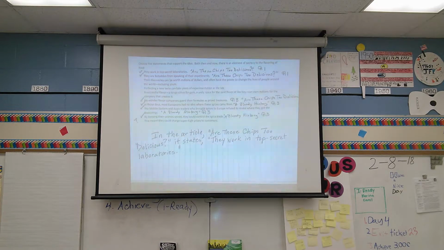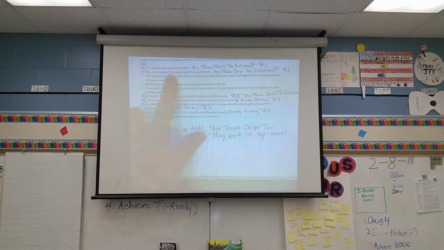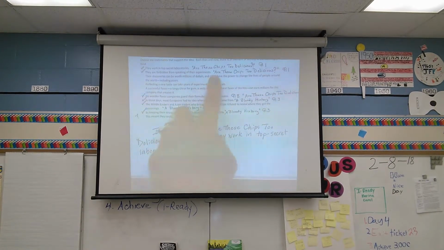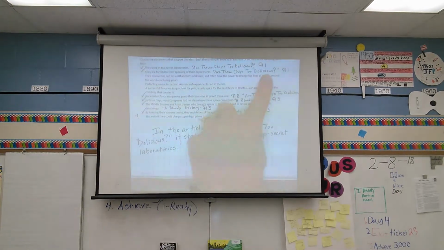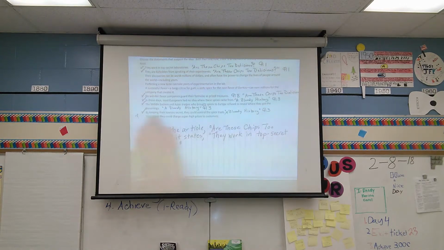Okay? It's very important, though, for you to cite it. If you're just giving the quotes and giving the quote that you got from the article without telling the reader where you got it, all right, you're not really providing evidence because you haven't cited it. Okay, so let's look at the second one. They are forbidden from speaking of their experiments. This also comes from Are These Chips Too Delicious? Paragraph 1.